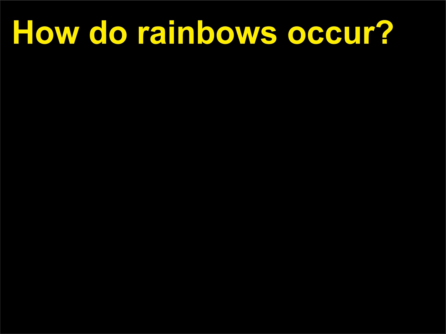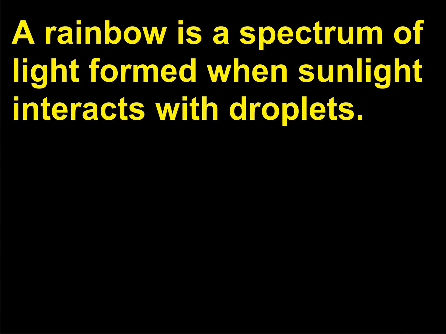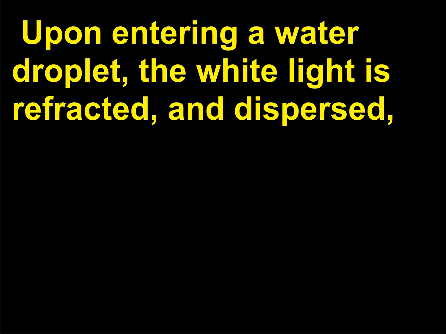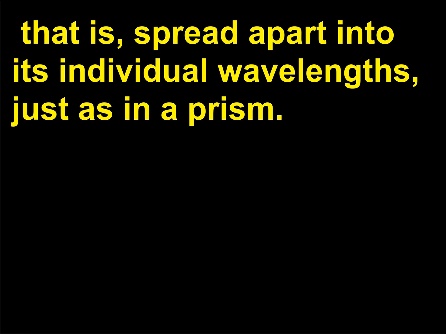How do rainbows occur? A rainbow is a spectrum of light formed when sunlight interacts with droplets. Upon entering a water droplet, the white light is refracted and dispersed. That is, spread apart into its individual wavelengths, just as in a prism.